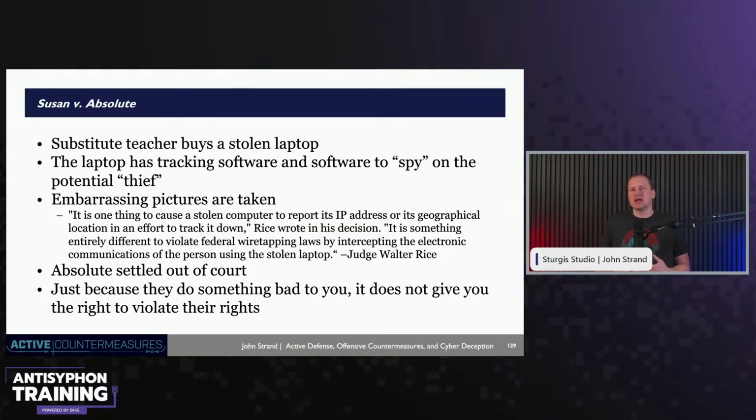This is a bright line because a lot of the stuff that we talk about from attribution is going to be getting IP addresses. We're going to talk about some tools that we've written that do geographical location for things as well, because we want to stay on this bright, shiny, happy line. And in this particular case, of course, Absolute Software settled out of court. So just because somebody's doing something bad to you does not give you the right to violate their rights.